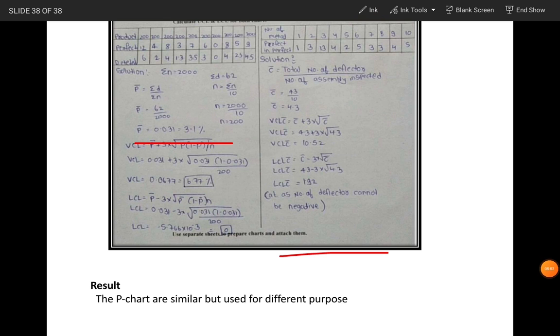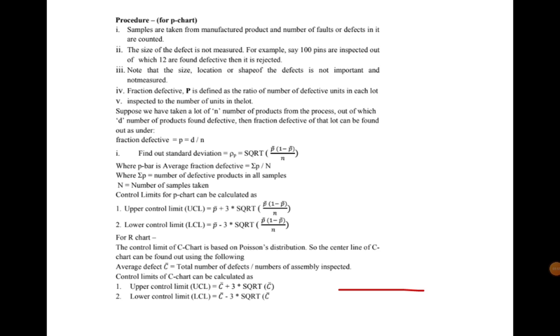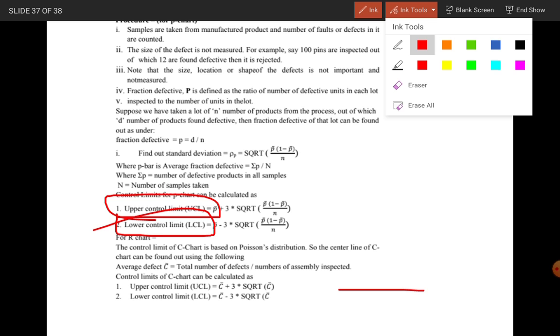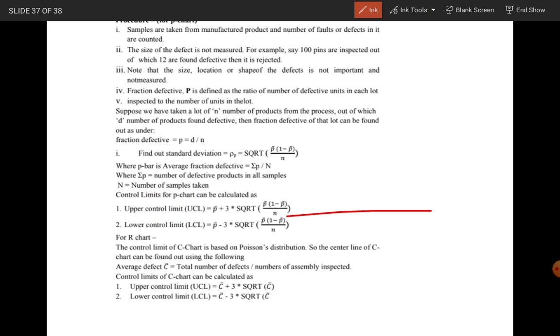So this is UCL. UCL is nothing but the upper control limit. See here, it is mentioned over here. It is nothing but the upper control limit, and LCL is nothing but the lower control limit. So I will just clear out this part now.